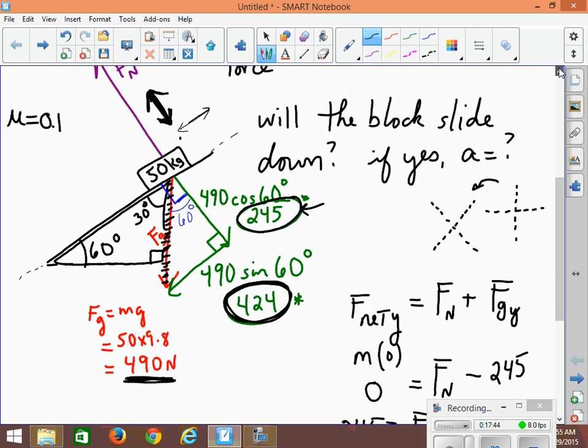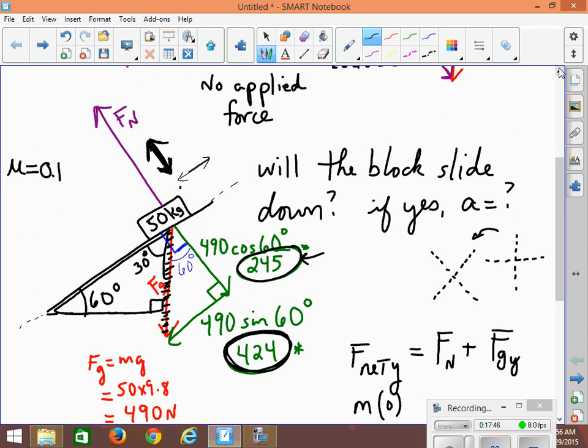Oh wait, my mistake. There's also friction. You can't forget our friend friction over here. We didn't put it on the picture because we weren't sure what was going to happen. In this case, it's pretty straightforward though. If there's only gravity pulling down the slope, the friction really has to only be one way. The friction has to go against the gravity.